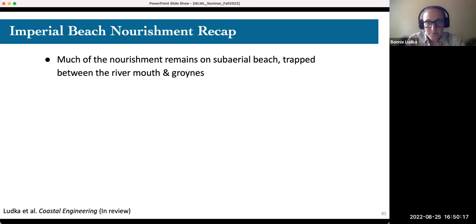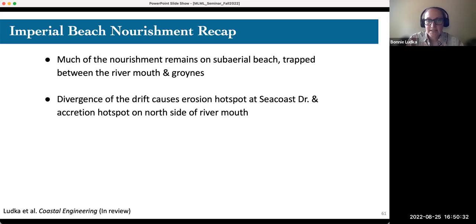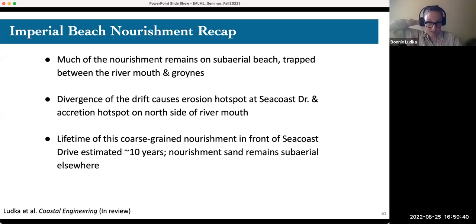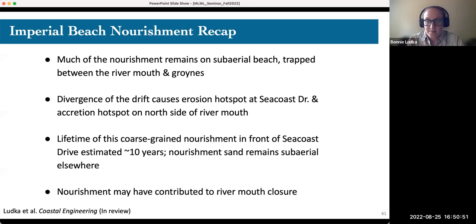So to recap this project, we found that much of the nourishment remains on the subaerial beach, but the area of influence is really predominantly just between the river mouth and the groins, at least for the subaerial beach. And we found that this divergence of the drift causes an erosion hotspot at Seacoast Drive, and an accretion hotspot on the north side of the river mouth. And the lifetime of the coarse grain nourishment in front of Seacoast Drive is about 10 years, although nourishment sand remains on the beach elsewhere, especially down near that river mouth, where it may have contributed to river mouth closure.